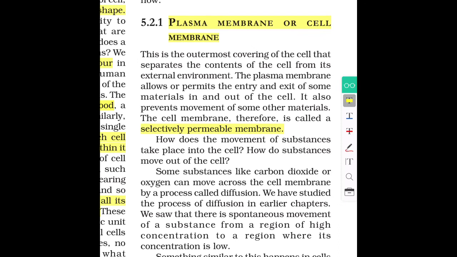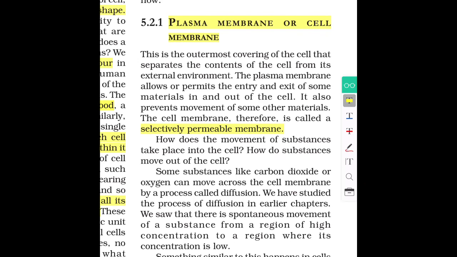How does the movement of substances take place into the cell? How do substances move out of the cell? These two are very important questions related to a cell. For that, we will have to study certain biochemical processes. These biochemical processes are diffusion, osmosis, and cytosis. Now, let us understand first what is diffusion.